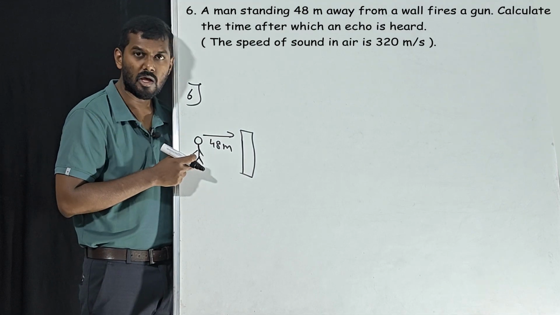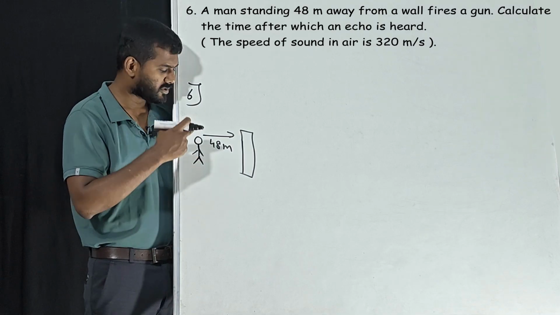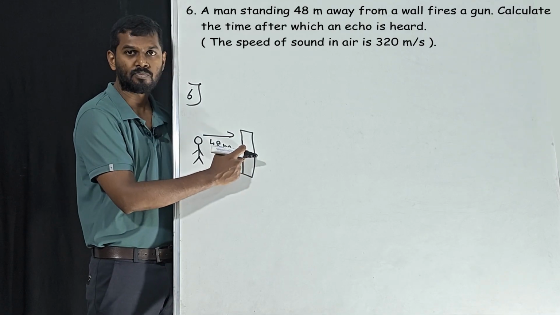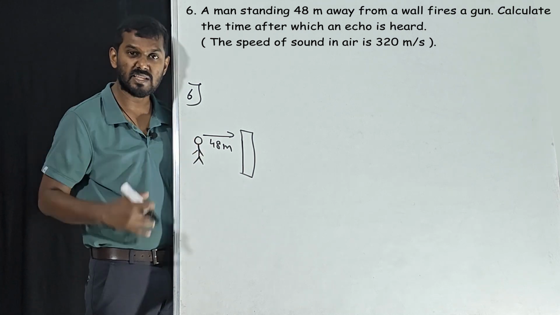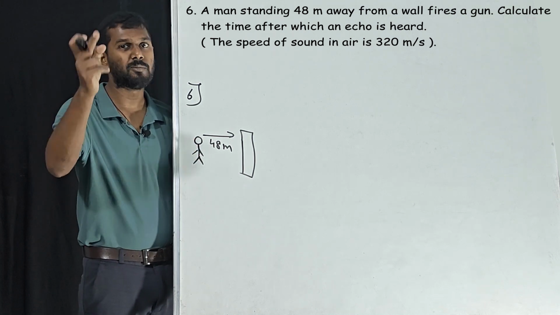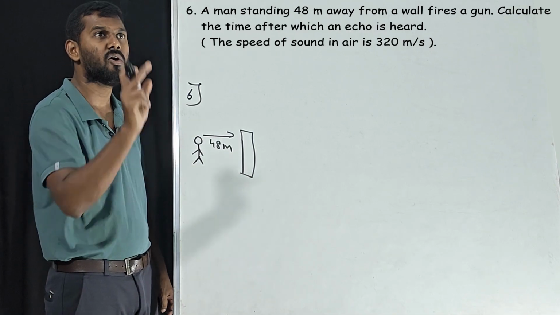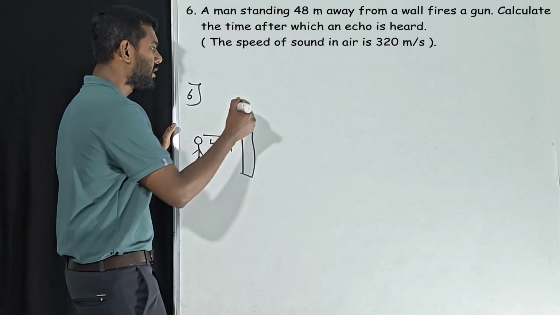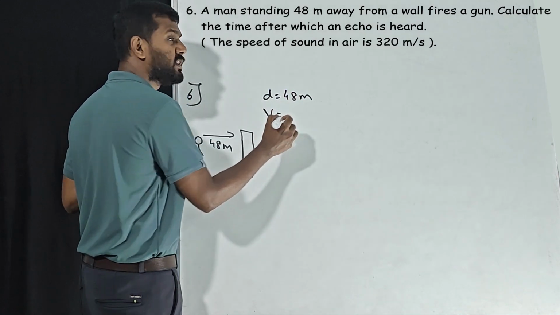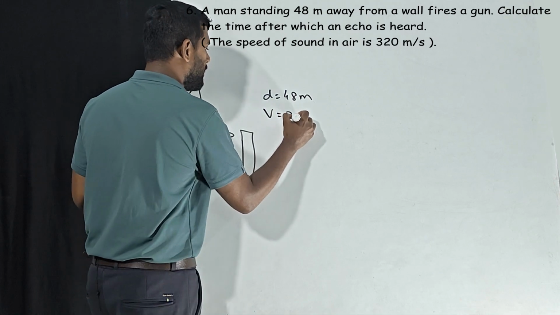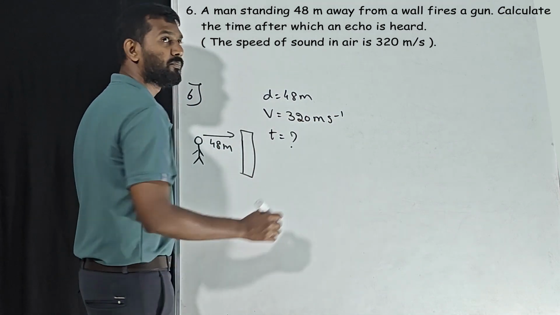The person who is firing is nothing but the source. So from the source to the reflector, it has to be minimum 17 meters. If it is less than that, you will not hear an echo. Keep that in mind. Now anyhow it is more than 17 meters, so we will definitely hear an echo. What they are asking is to calculate the time. So distance is 48 meters, velocity they have given as 320 meters per second. We need to calculate the time.